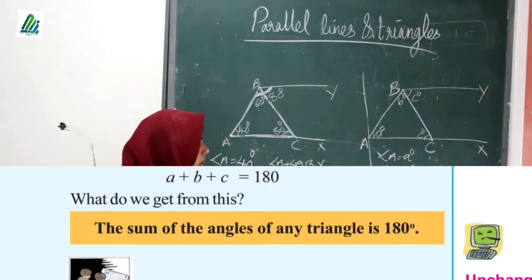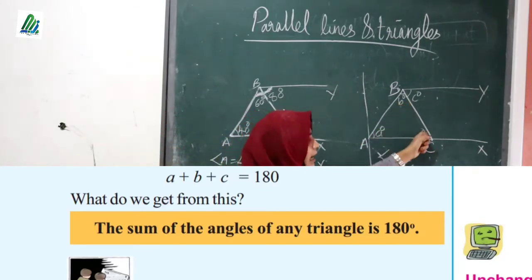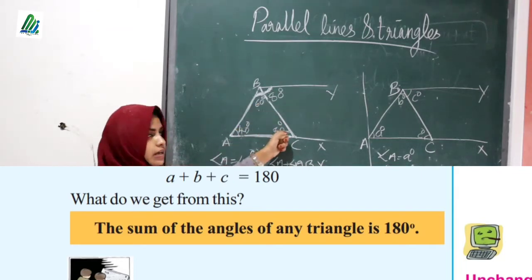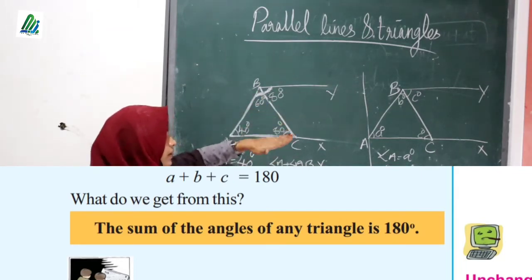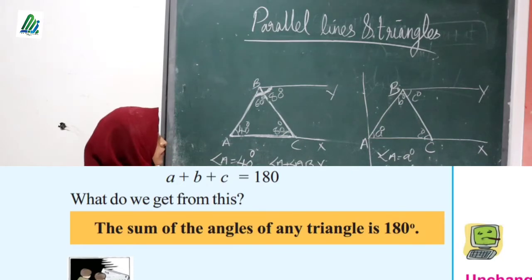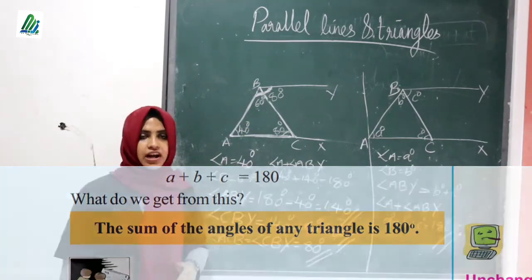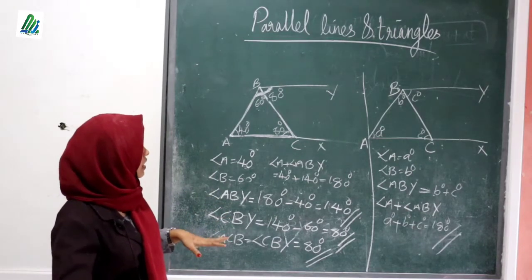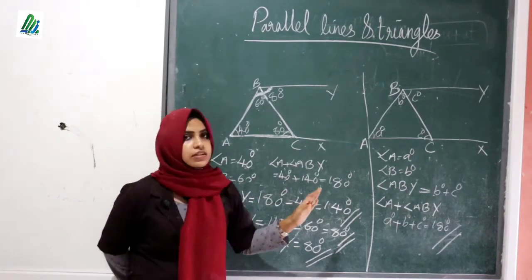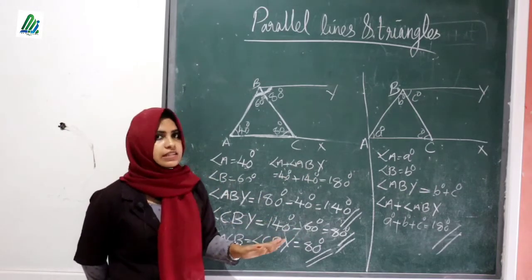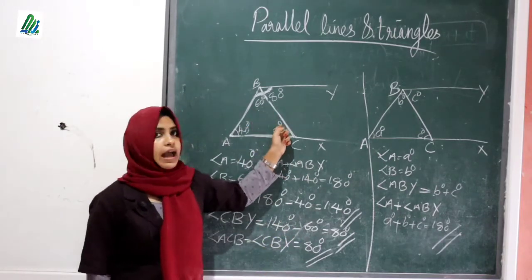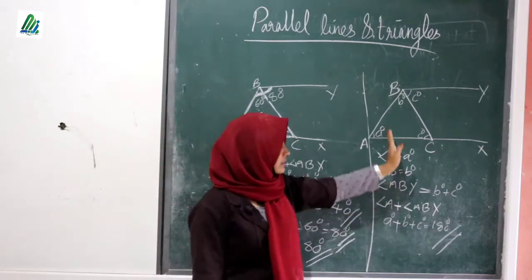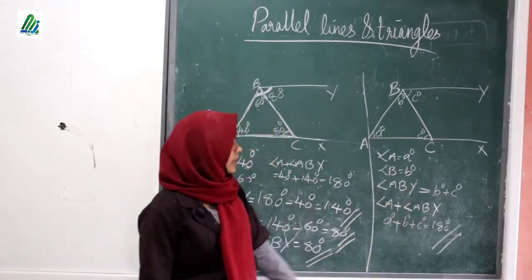So from this we can understand the sum of the angles of any triangle is 180 degree. So here 40 plus 60 plus 80 is 180. So these are today's class. The principle we reach from this is: the sum of the angles of any triangle is 180 degree. This is the proof for the principle.